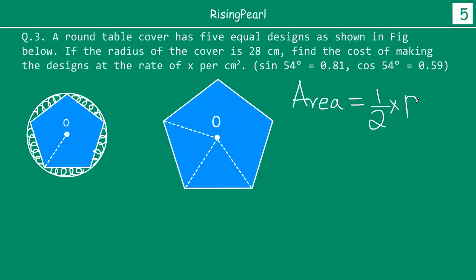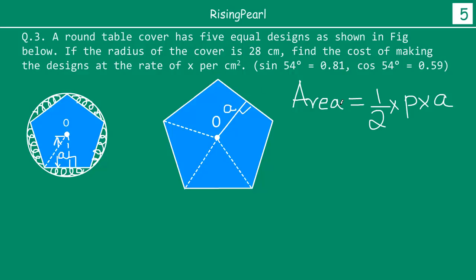times the perimeter of the polygon times A, which is sometimes also called the apothem, which basically means that if you were to draw a perpendicular from the center to any one of the sides, then the length of that perpendicular distance, or in other words, if you were to draw a perpendicular from here on any of the sides, this length will be A.